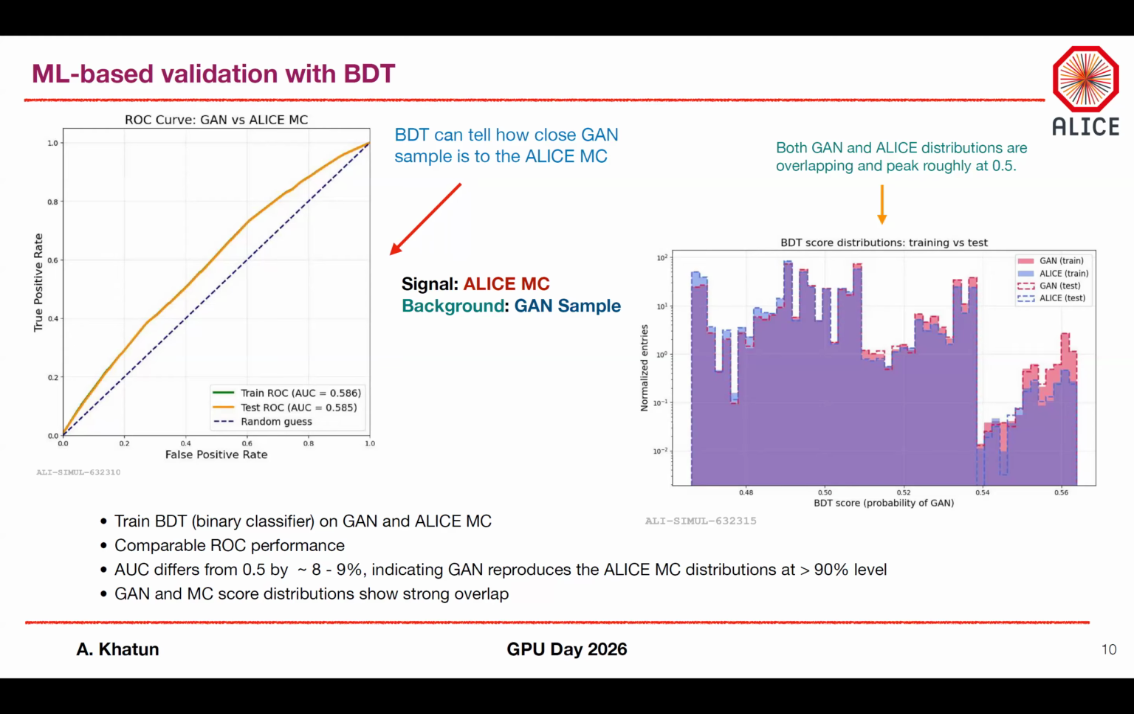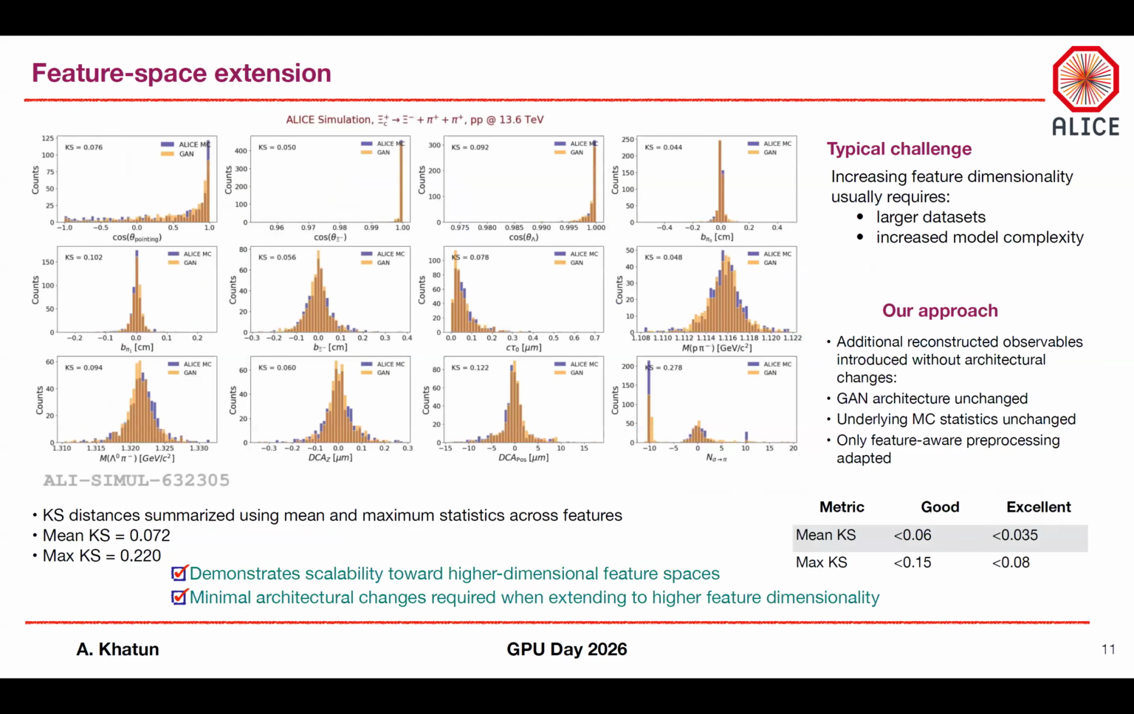As you can see, in the ideal world, if they were identical, it would fall on the random guess line. But here we can see a slightly above random true positive rate, by about 8 or 9%. That means the GAN is able to reproduce the ALICE Monte Carlo distribution at more than the 98% level. And here you can see after applying the BDT score to the test and train samples, the two distributions overlap, also around 0.05. So a strong overlap can be seen.